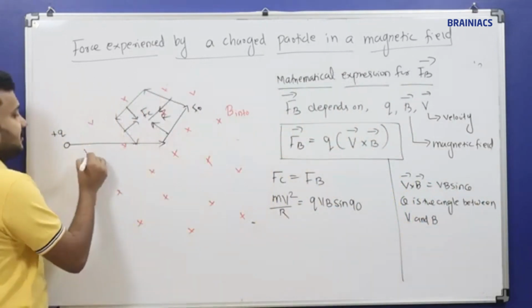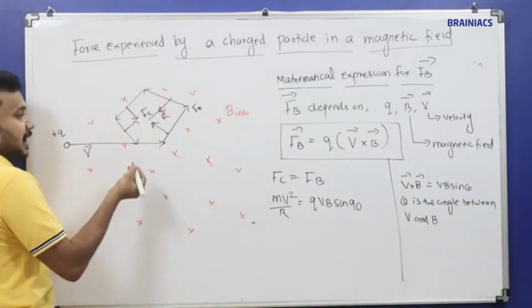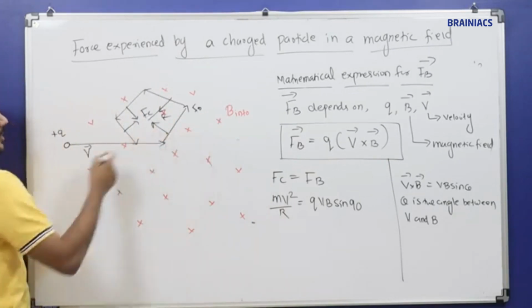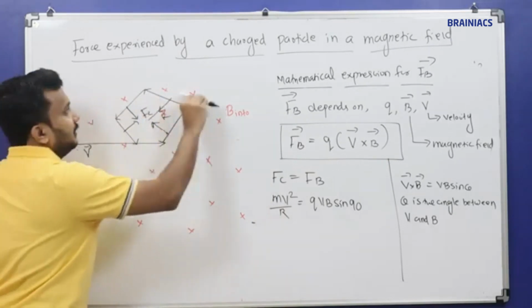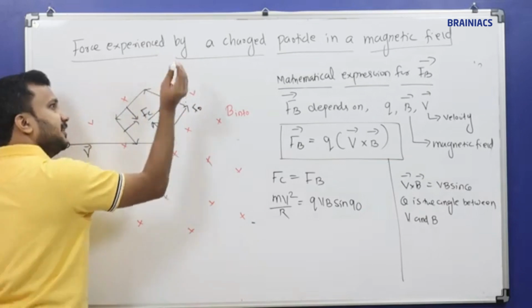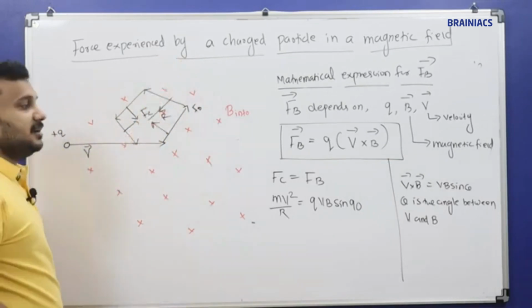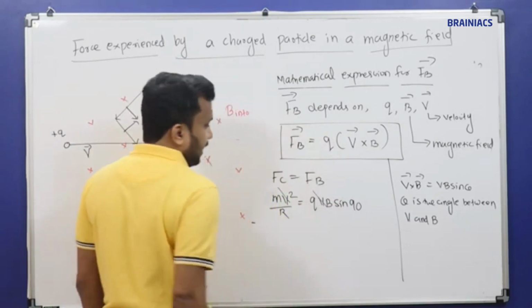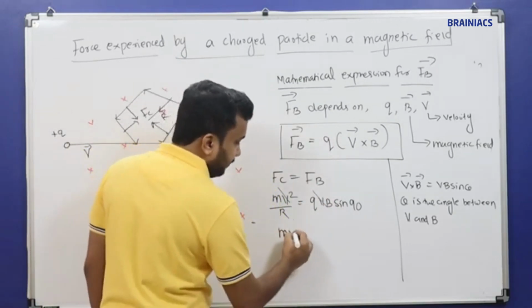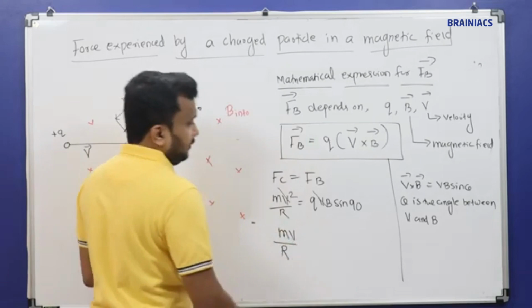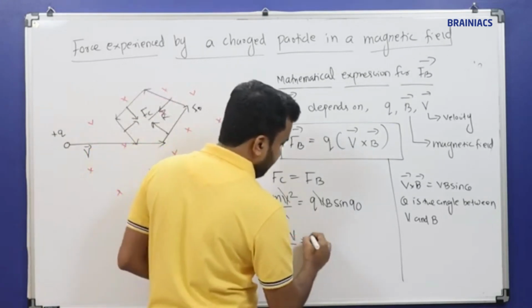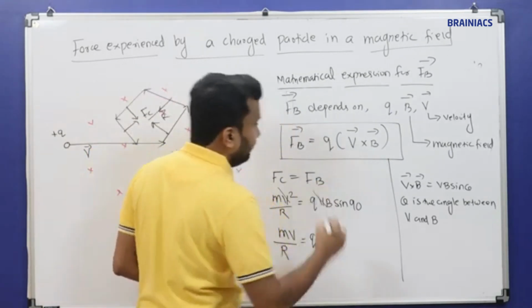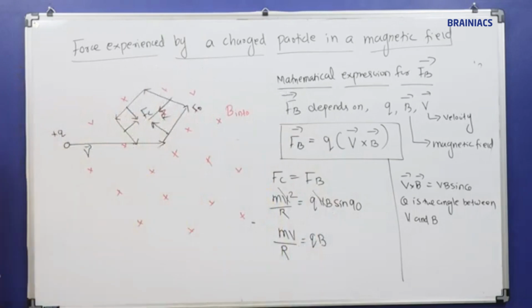See here, this is the direction of velocity and magnetic fields are into the board. Both are making 90 degrees, that's what we are writing as 90. V and V will get cancelled, so we got mv divided by r, which will be equal to qB.